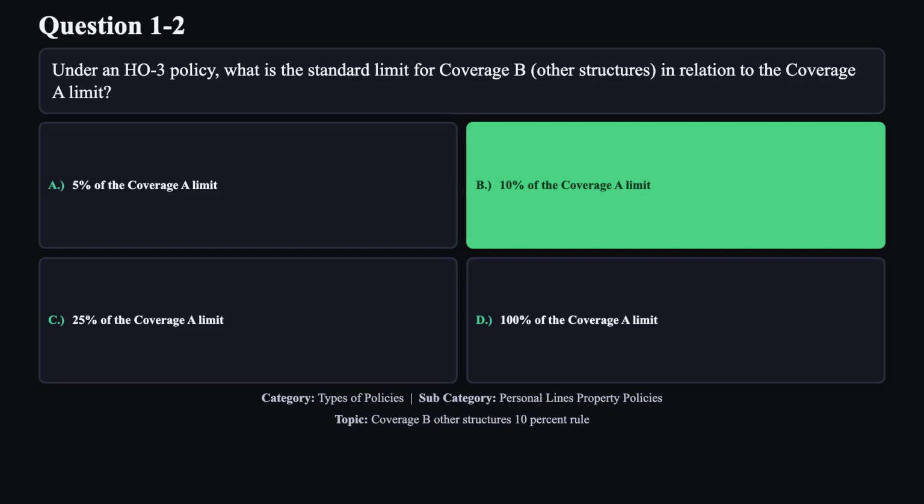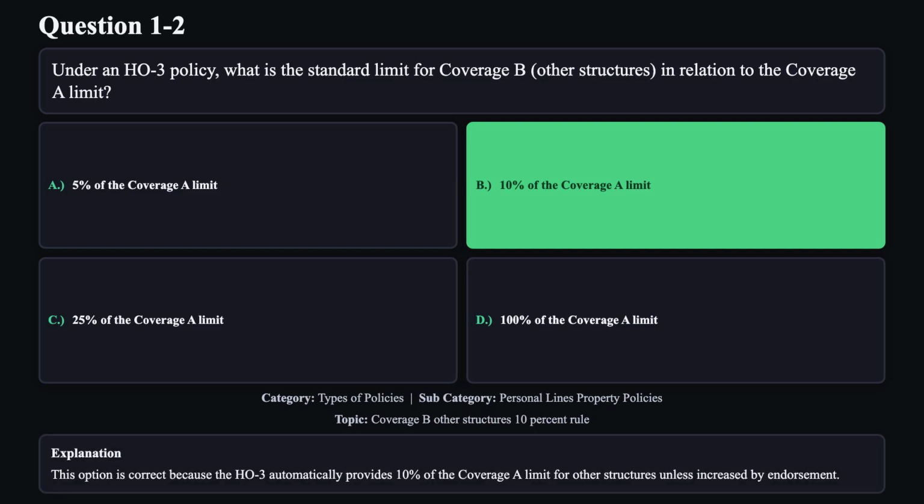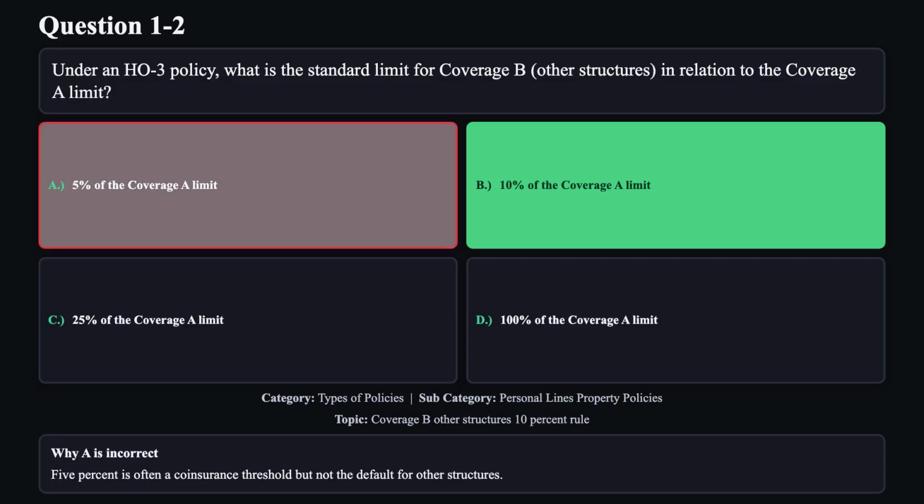The correct answer is B. This option is correct because the H03 automatically provides 10% of the coverage A limit for other structures unless increased by endorsement. Reason A is not correct. 5% is often a coinsurance threshold, but not the default for other structures.